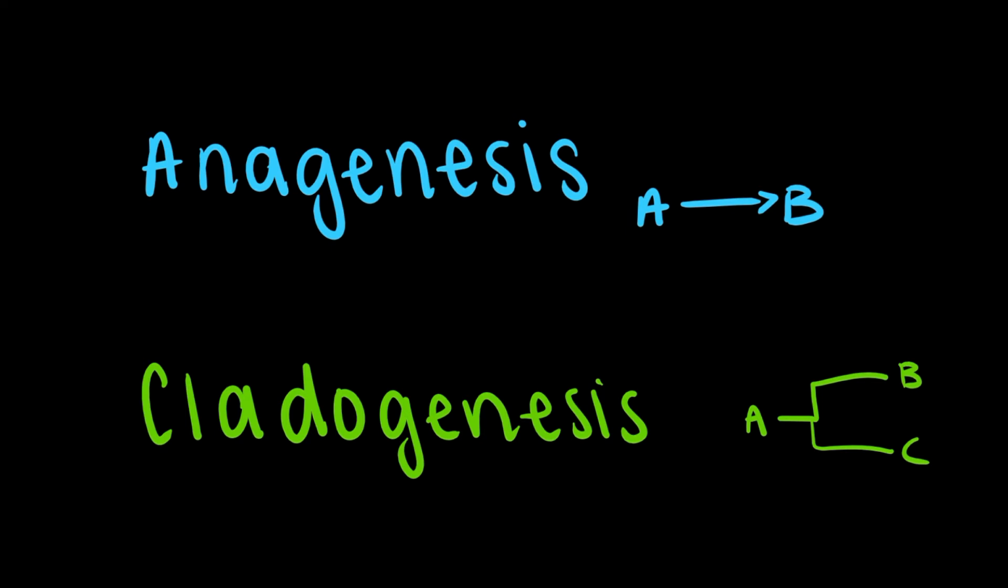Both anagenesis and cladogenesis are types of evolutionary mechanisms. Anagenesis is a mechanism in which one species evolves into another, but there is no branching. Cladogenesis is an evolutionary change of a particular species where new species are branched off from a common ancestral species.